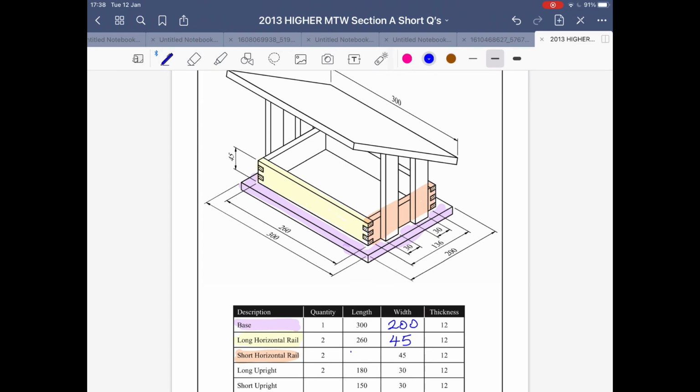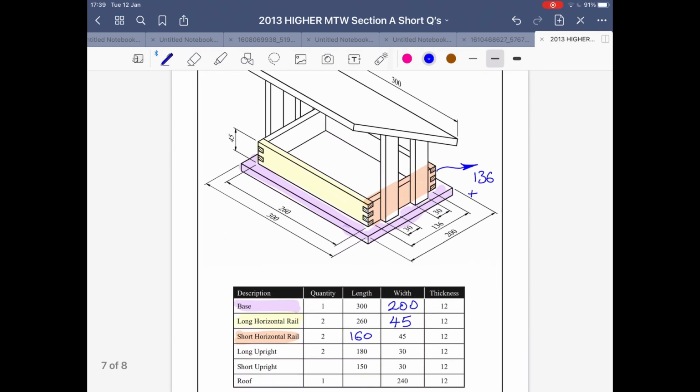Now, a lot of you will have gone in there and written in 136, and you'll wonder then why you're wrong. The reason 136 is wrong is that if you look at the dimension lines, that's to the inside of the joint. So if it's to the inside of the joint, I still have to add on the thickness of the two long horizontals. That's adding 12 and adding 12 again. So my result then is my 160. Be careful of that. There'll be at least one of those measurements in your test as well that has that kind of issue. So 160 is the answer there.